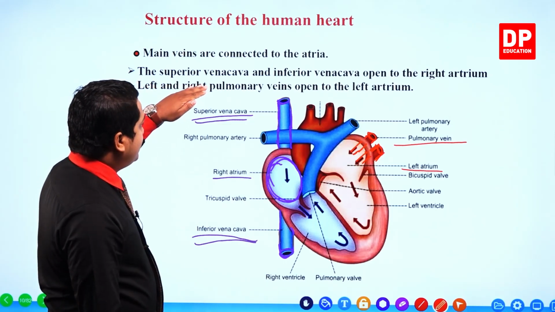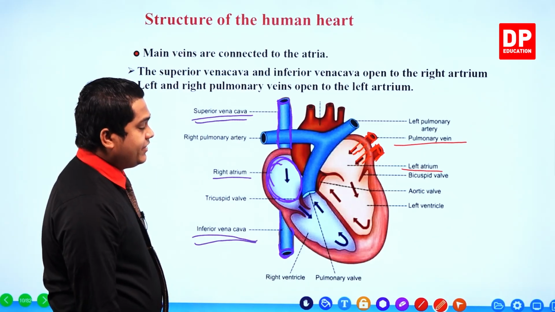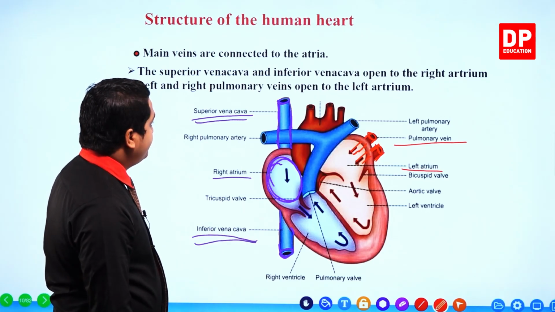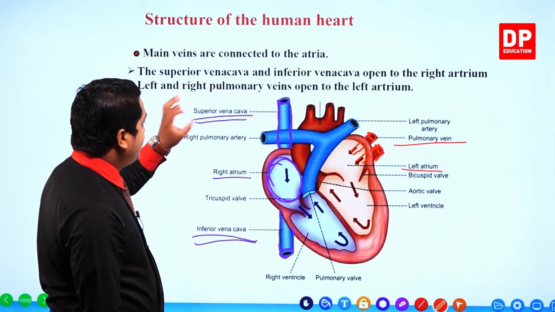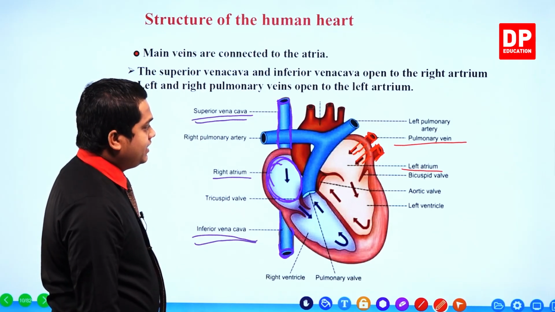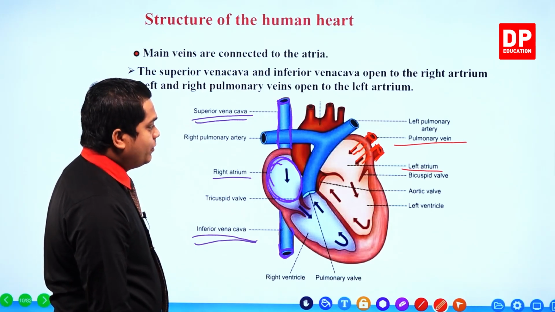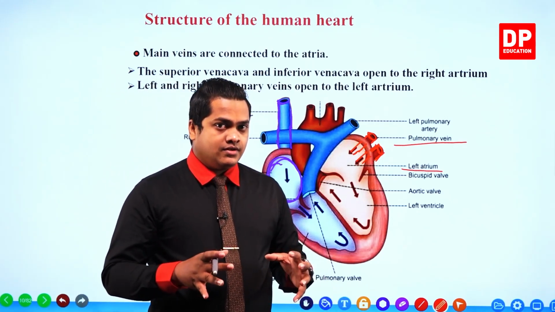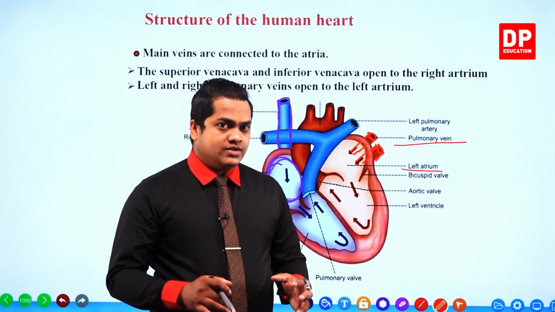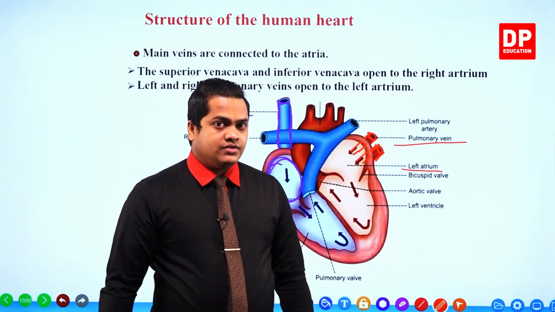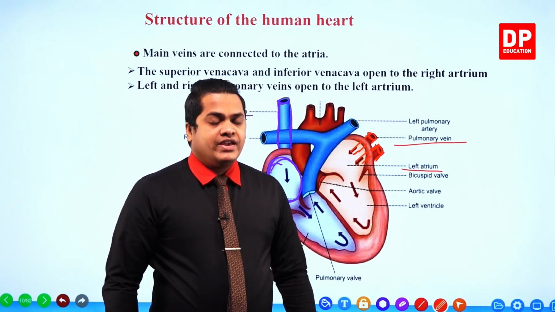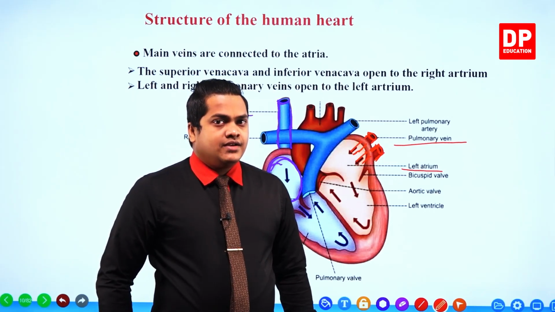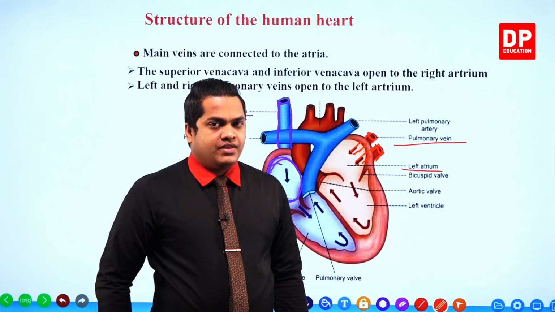So the superior and inferior vena cava open to the right atrium. To the left atrium, the right and left pulmonary veins can be observed. Veins are the ones that bring blood towards the heart from different organs. Arteries are the ones that take blood away from the heart.